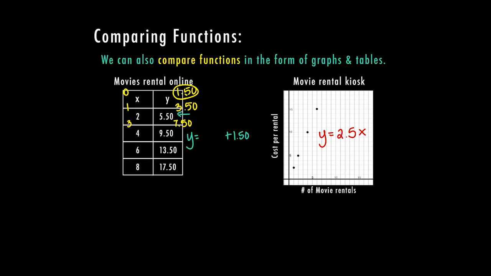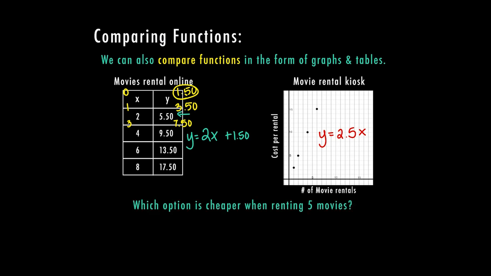If I were to subtract my $1.50 from $5.50, I would get $4, and I know 2 goes into $4 2 times. So I'm going to say 2x plus 1.50. So let's see if it works for the other ones. 4 times 2 is 8. 8 plus 1.50 is 9.50. 6 times 2 is 12. 12 plus 1.50 is 13.50. So it looks like this is a good equation.